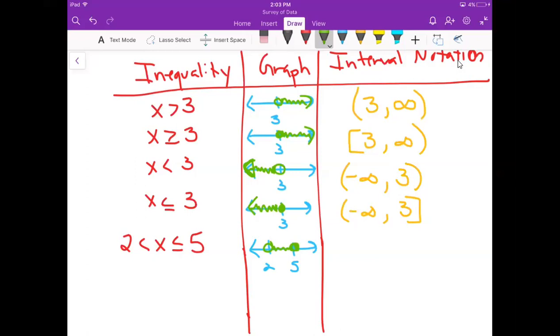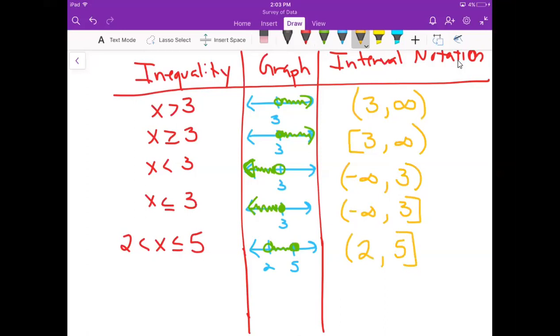But I need to make sure I get my interval notation correct. So from left to right, the first thing I see is an open circle because x cannot be 2. So I have a parenthesis for that open circle at 2, and then I have a 5, which has a closed circle, so it gets a bracket. So that's what compound inequalities are going to look like.